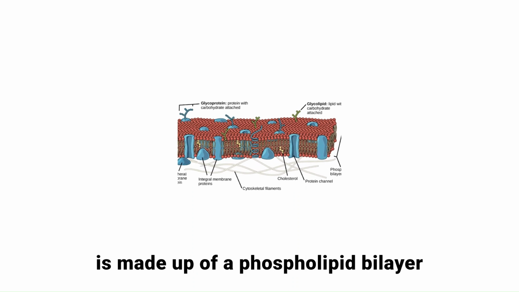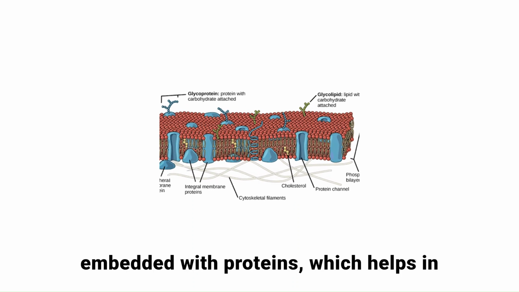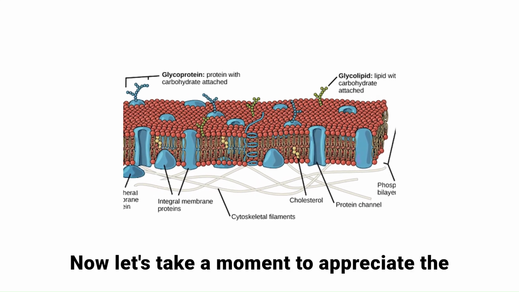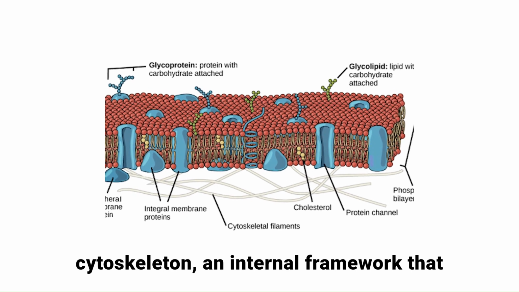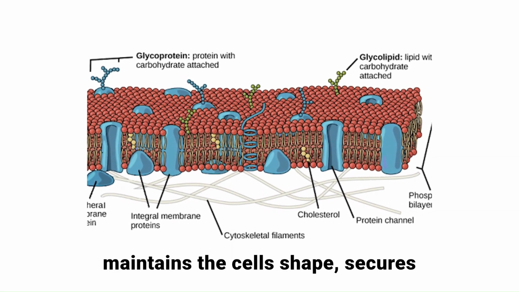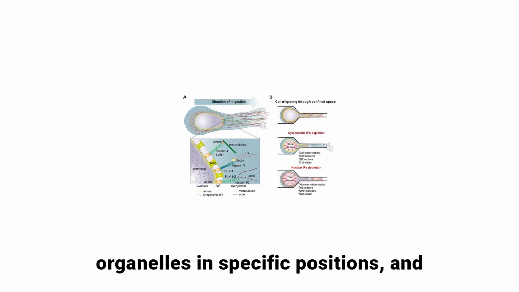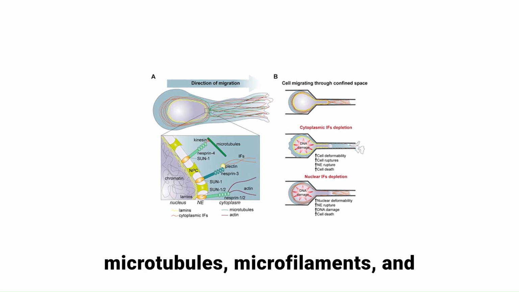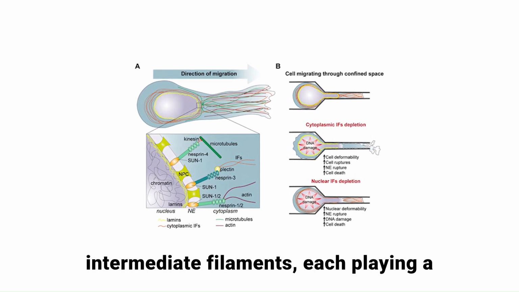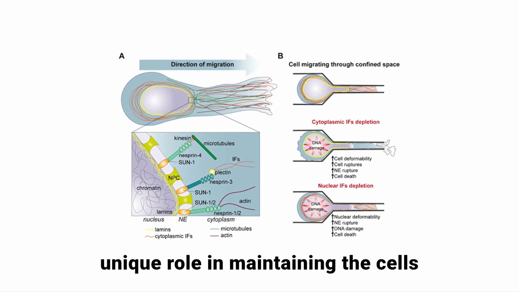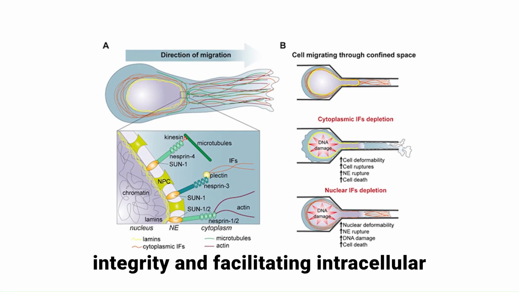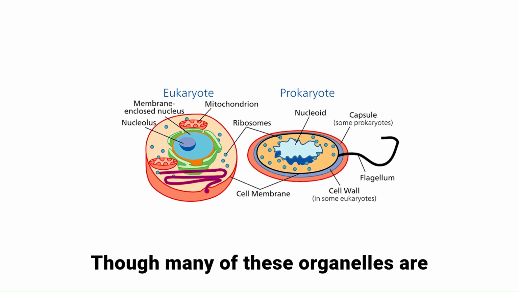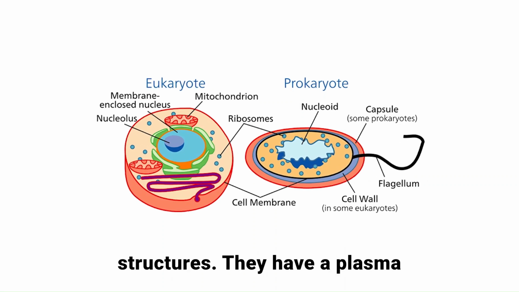The membrane is made up of a phospholipid bilayer embedded with proteins, which helps in transport and cell signaling. Now, let's take a moment to appreciate the cytoskeleton, an internal framework that maintains the cell's shape, secures organelles in specific positions, and allows the movement of materials within the cell. It's composed of microtubules, microfilaments, and intermediate filaments, each playing a unique role in maintaining the cell's integrity and facilitating intracellular transport.